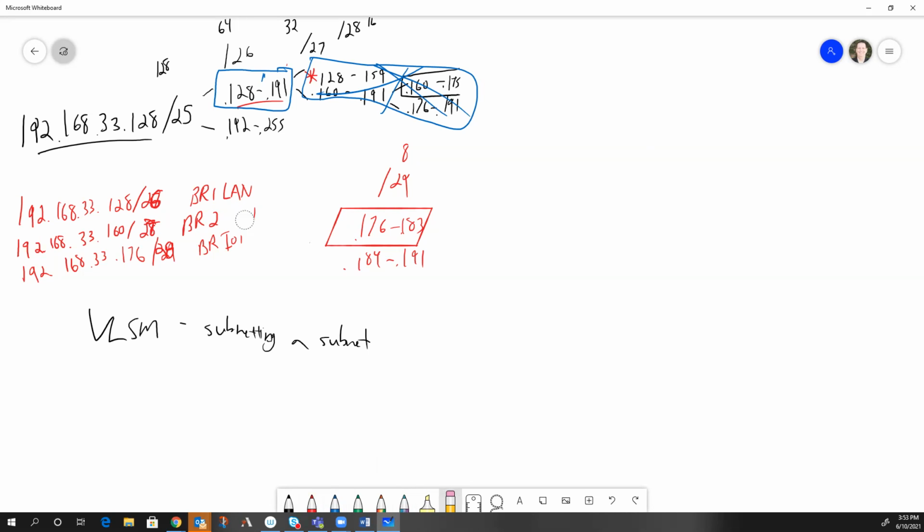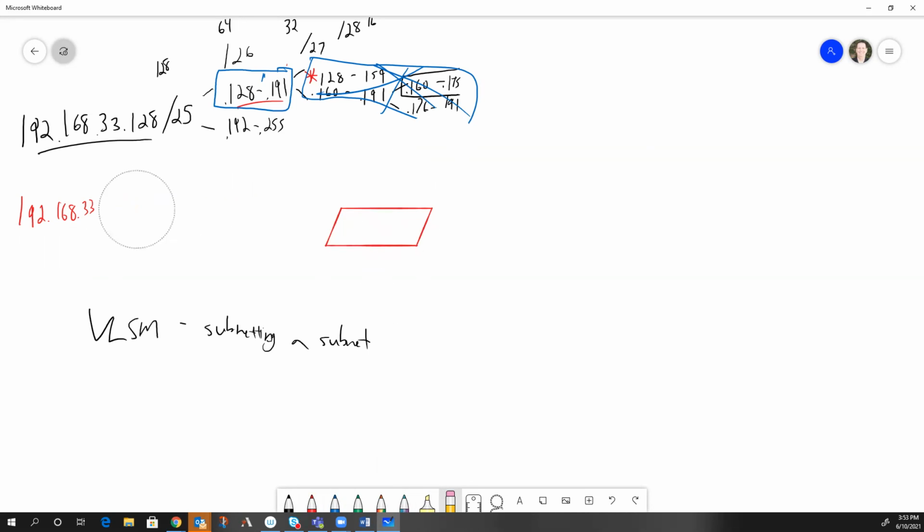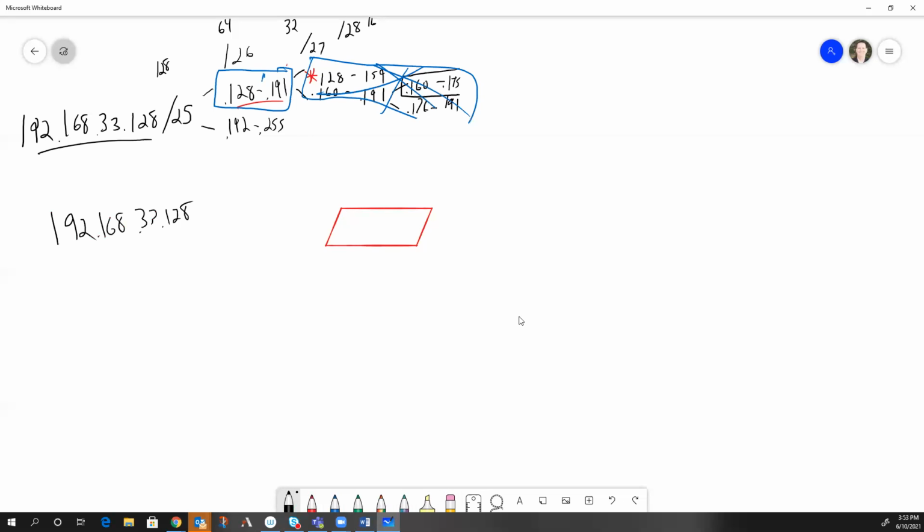So what I needed to do is once I pulled that /26 out, 192.168.33.128/26, everything in that is taken from 128 to 191. So now when I did my next item, the /27, I should have been breaking down the 192. So it should have been 192, 224.